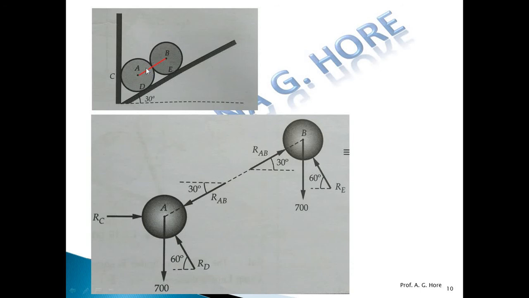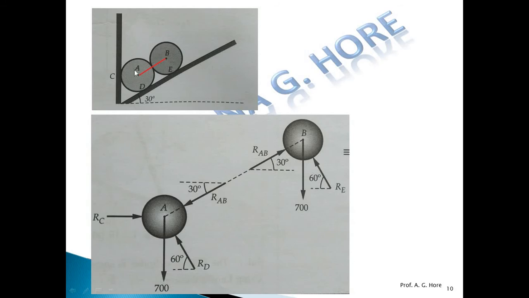Okay, क्यों है ऐसा? क्योंकि ये दो identical sphere हैं, इसलिए ये line parallel to this plane and this plane having the angle 30 degree with horizontal. That's why this AB line having the angle 30 degree with horizontal, and this reaction RAB is along this line AB. Okay, so that's why this reaction is also having the angle 30 degree.